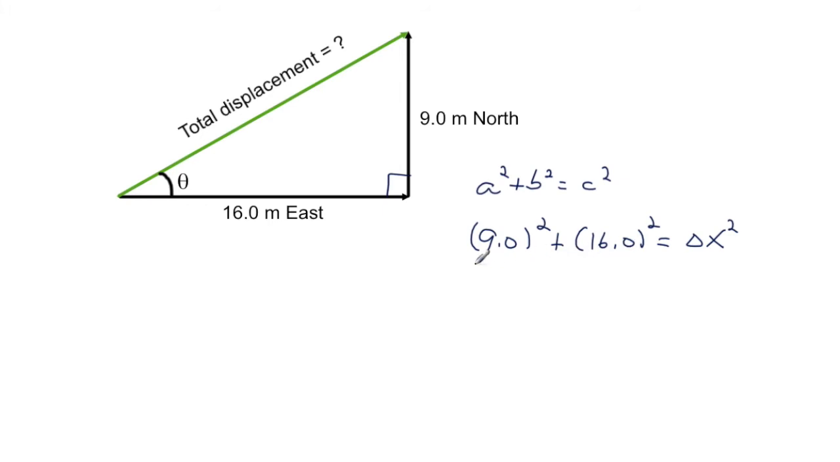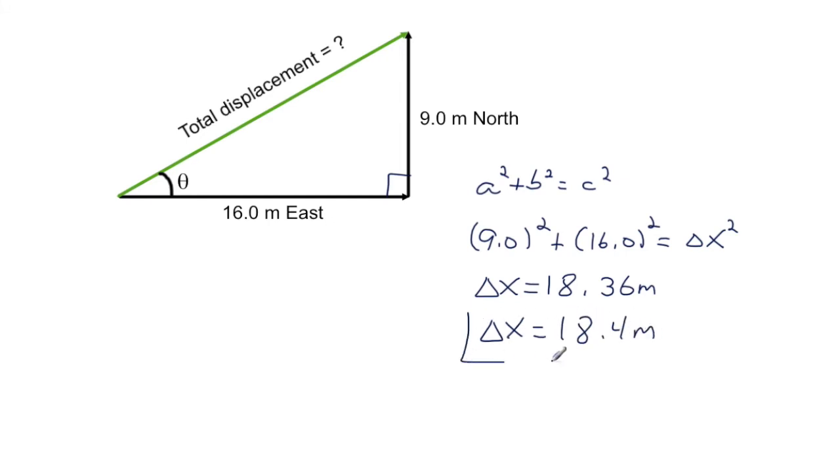If I grab the calculator, the total displacement should be 18.36 meters, which is probably too many sig figs. This has 2 sig figs, this has 3. I'm performing a squaring operation here. I'll leave it to 1 decimal point, 18.4 meters.